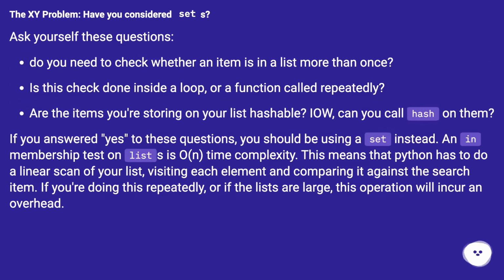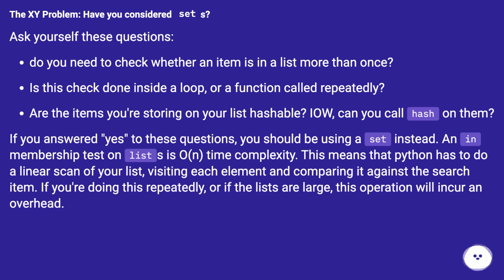Ask yourself these questions. Do you need to check whether an item is in a list more than once? Is this check done inside a loop, or a function called repeatedly? Are the items you're storing on your list hashable, i.e., can you call hash on them? If you answered yes to these questions, you should be using a set instead.